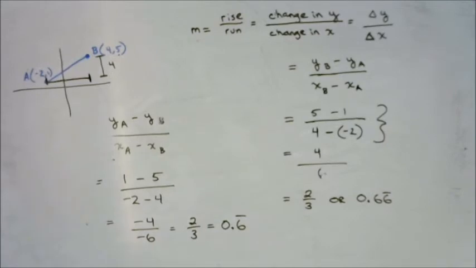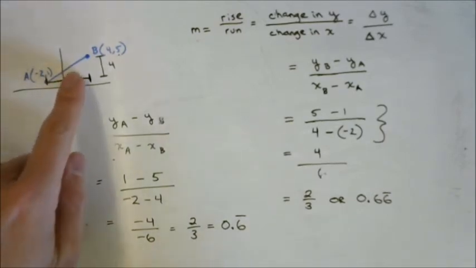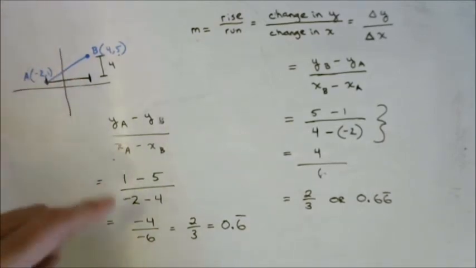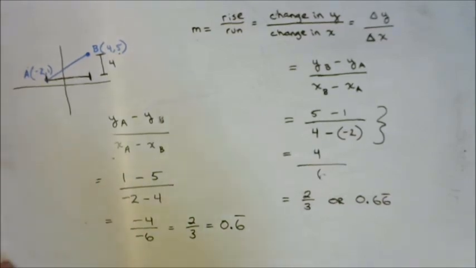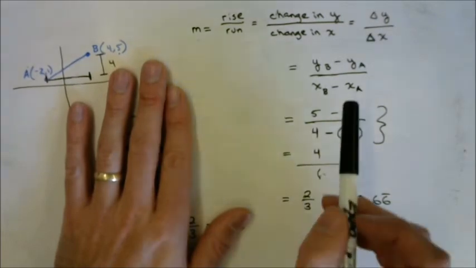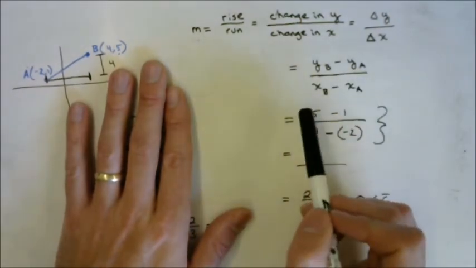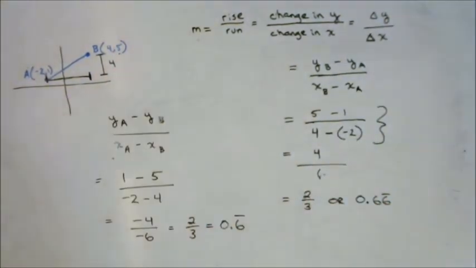This line has a positive slope. If it had a negative slope, you might find that this way is easier. But, guys, I'm just showing you that it won't make a difference. Get in the habit of y2 minus y1 over x2 minus x1. That's what's key.